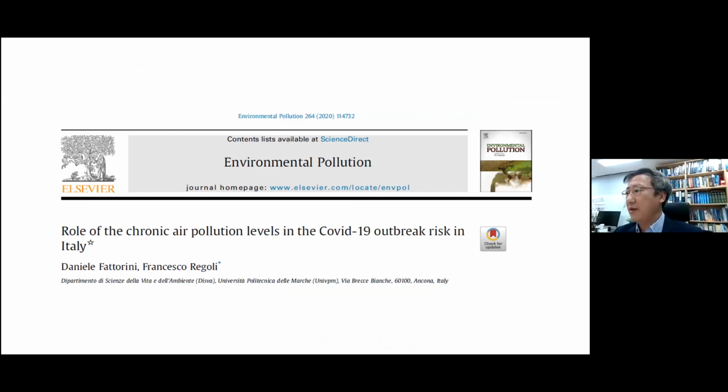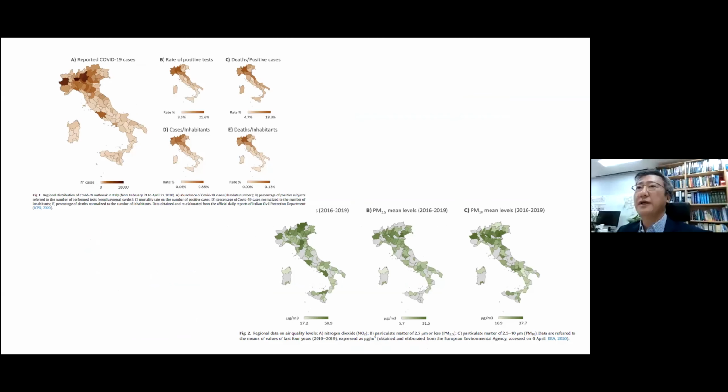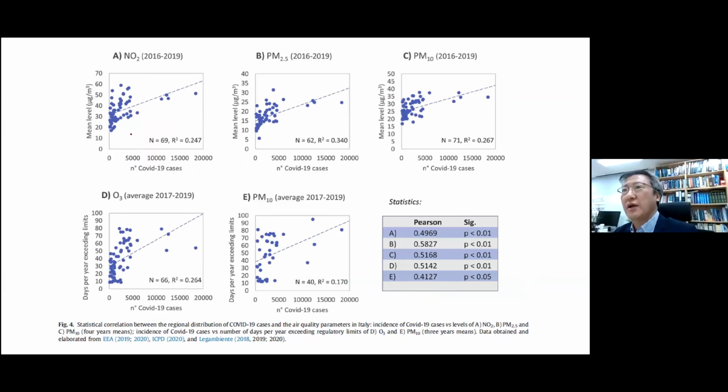And let's look at the Italian case. Most of the casualties we observe are in the northern part, which is an industrialized area with a higher level of air pollution. So we clearly see the association between COVID and air pollution over there. They just checked the simple correlation between NO2 and the COVID cases, for example, in this case. And they observed a positive association for all air pollutants, actually. This is just a simple Pearson correlation and the p-value.